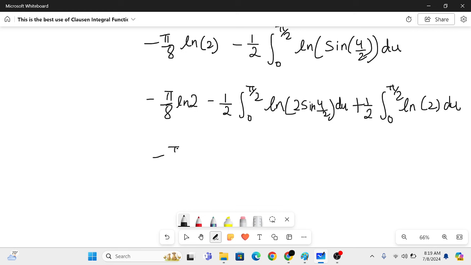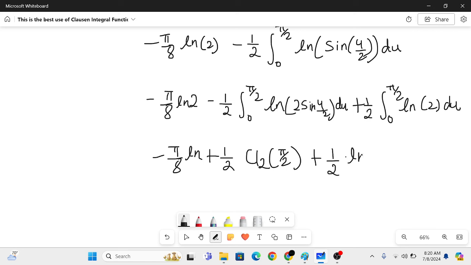Okay, so minus pi by 8 ln 2, and this, if I take just half and I take the minus sign inside, this minus ln of 2 sine u by du, this is just the antiderivative of the Clausen function, and we have 0 to pi by 2, so this is just the Clausen integral function of pi by 2, yes, plus now this is 1 by 2 and ln 2 times pi by 2. Okay, looks good. Next is to evaluate this.